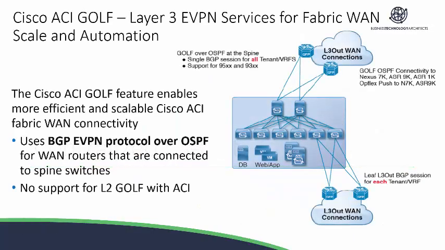Centralized layer 3 outs, so this is actually ACI Golf. The Golf feature enables more efficient and scalable Cisco ACI fabric WAN connectivity. It uses BGP EVPN protocol over OSPF for WAN routers that are connected to spine switches, and there's no support for layer 2 Golf with ACI, so you would use Golf for multi-site. So Golf over OSPF at the spines connects to layer 3 out WAN connections, or to 7Ks, ASRs, what have you.